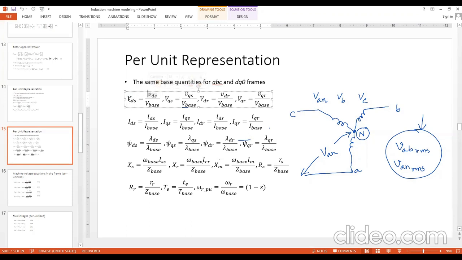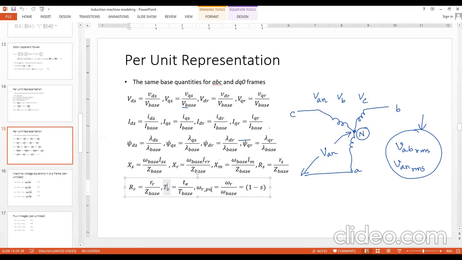The capital V's are used for the per unit representation. Similarly, IDS, IQS, IDR, IQR, and so on. Psi DS, Psi QS are the per unit flux linkage in the D axis stator and the per unit flux linkage in the Q axis stator. These two are for the rotors, and similarly for the stator coil reactance, rotor coil inductive reactance, the mutual reactance, the stator resistance, the rotor resistance, the electromagnetic torque, and the rotor speed in per unit.